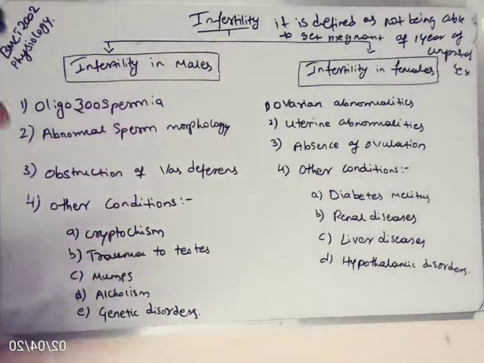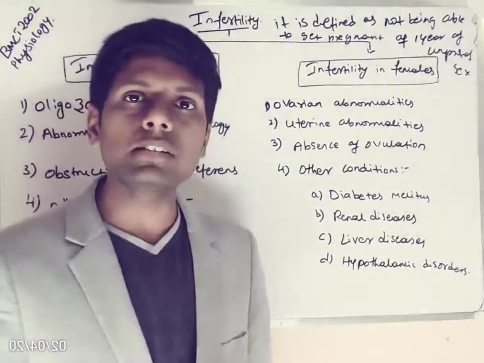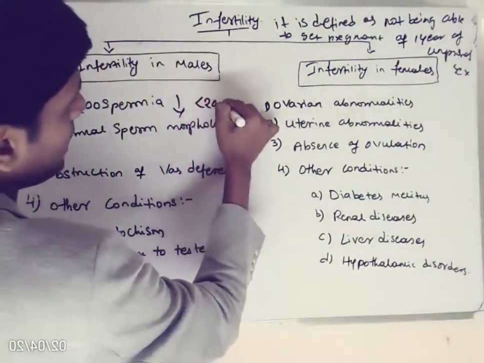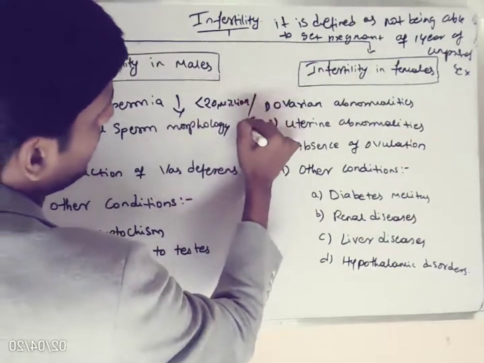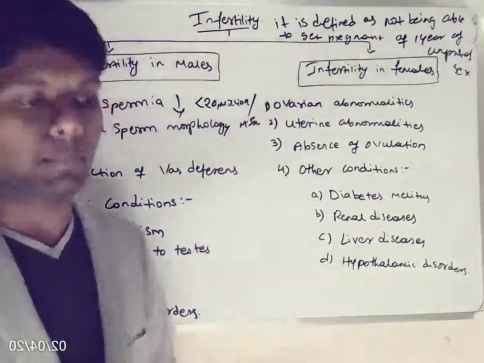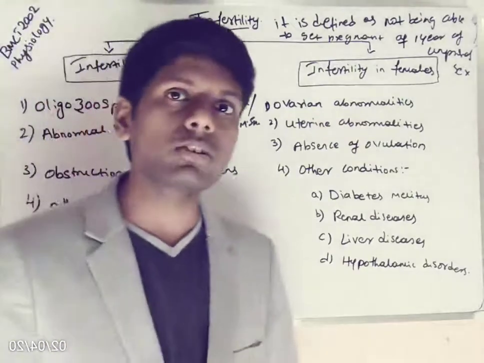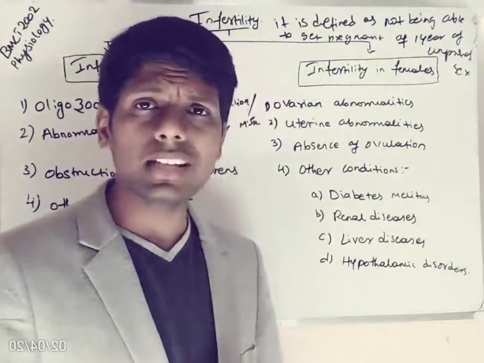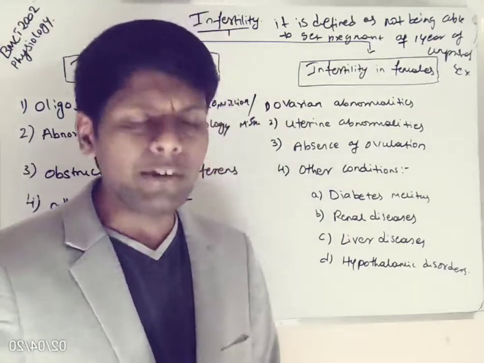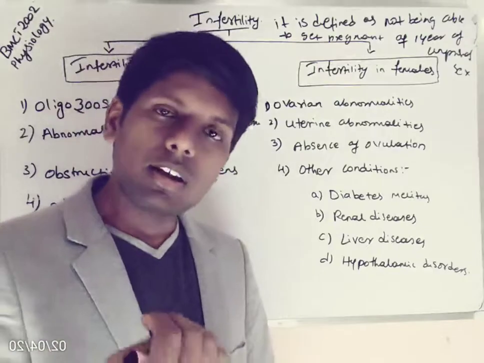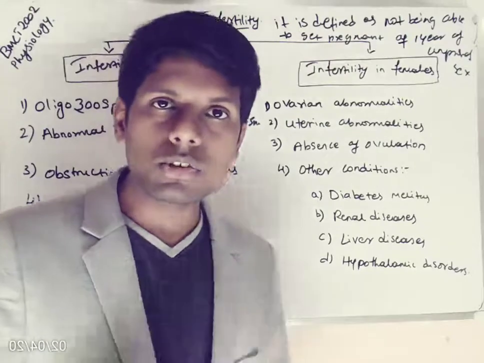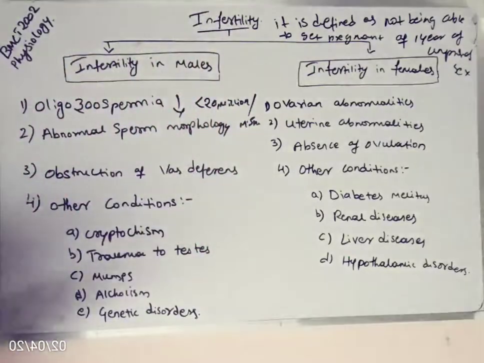The first one is oligozoospermia. Oligozoospermia means decreased sperm count. A decreased sperm count of less than 20 million per ml of semen is called oligozoospermia. Obviously, you need at least 60 to 120 million sperms in a male sperm count to get a baby. Whenever male sperm count reduces lower than 20 million, there is very little chance of fertility due to the low sperm count. So one is low sperm count. Decreased sperm count is called oligozoospermia.